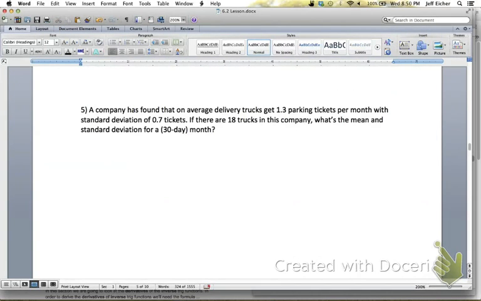I want to pause the video to read number 5. So on this one, you have 30 days, and the mean is given as 1.3 parking tickets per month. You have 18 trucks. So if we're assuming that the trucks are independent of each other, seems like a fair assumption, but I guess we could always discuss that. You have 18 trucks, 1.3, so to find the mean over a 30-day month for these 18 trucks, 18 times 1.3 would be your mean, and you could find the standard deviation as well. I'm not going to say too much more about that.